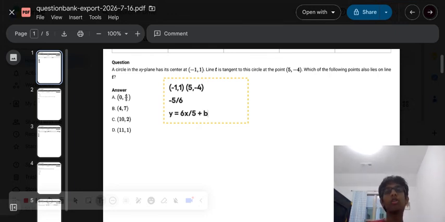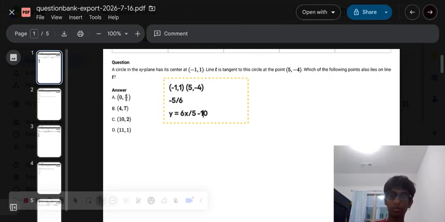And we do not know what b is, but we can figure it out. And how can you figure it out? Well, we know that the line T is tangent to the circle at the point 5, negative 4. And we know that 5, negative 4 is on the tangent line. We can plug in 5 for x and negative 4 for y and figure out what b is, right? So negative 4 will be equal to 6 plus b, and then b will thus be equal to negative 10.